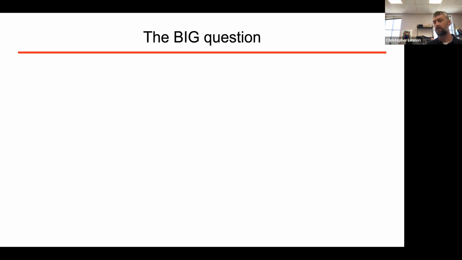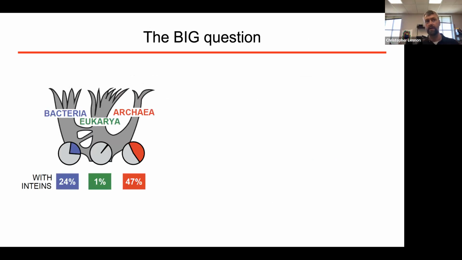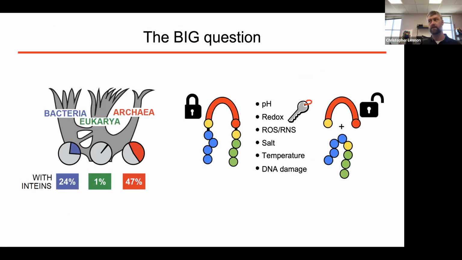Okay, so the big question here, though, is that we know we see this really interesting distribution and clustering in certain types of genes. And we know that when we look at these things in vitro and in non-native systems, we can see really interesting triggers or things that block splicing.